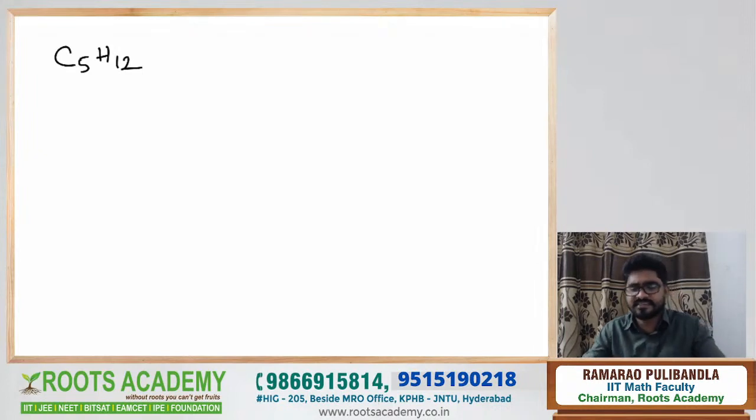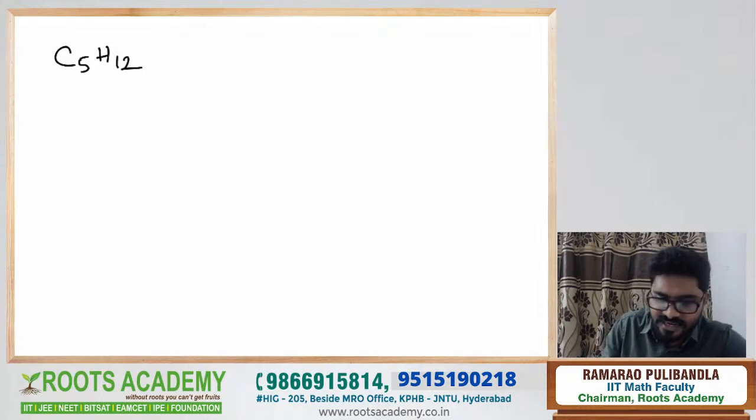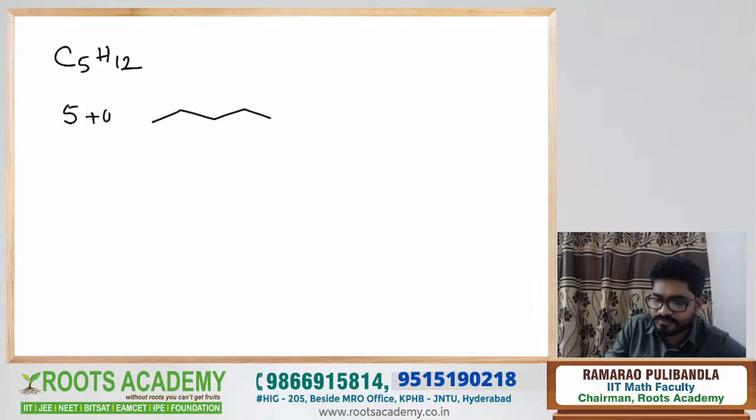You're getting the answer, that's fine. But here the approach is more important. I can take it like this. See, first one, I can keep 5 plus 0. What does it mean? All carbon atoms are in the main chain only. There are no branch chains. 1, 2, 3, 4, 5 carbons.